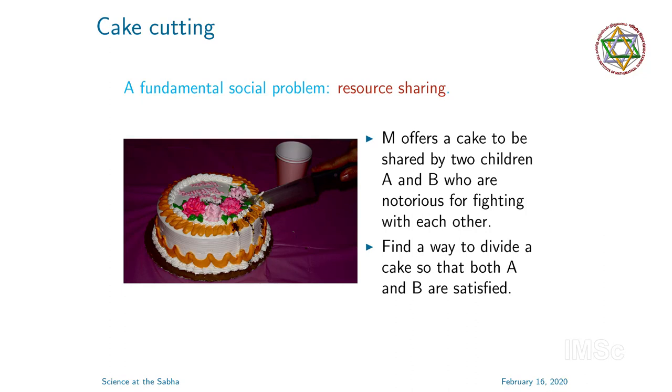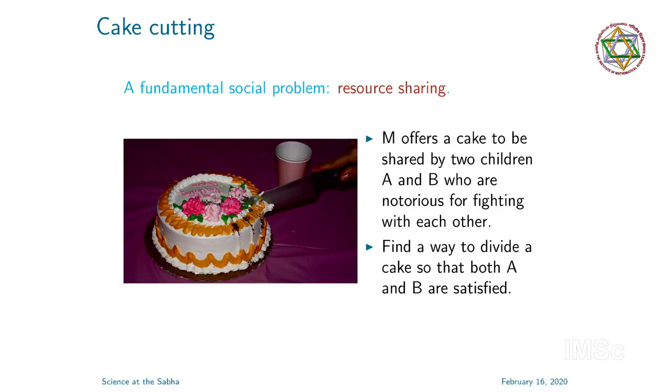So here is a, so I've said social procedures. I even talked about how a procedure somebody intends may be used in a different way. But what does it mean to design social procedures? I'm not going to talk much about it. I just want to take one example. And this is a famous problem, an interesting problem. Fundamental social problem is resource sharing. There is so much resource and everybody wants to share. And what better way to think about it than think of a cake? M offers a cake. Who's M? Well, to be shared by two children, A and B, who are notorious for fighting with each other.